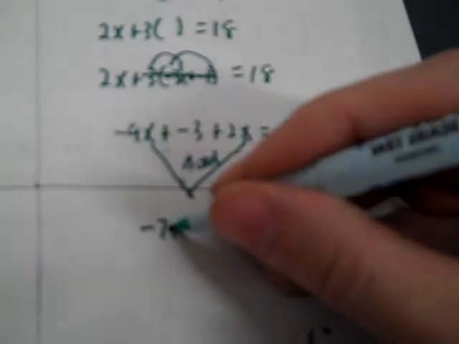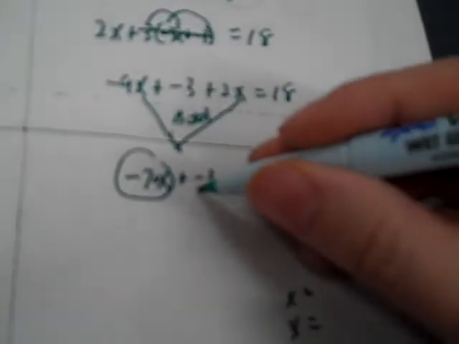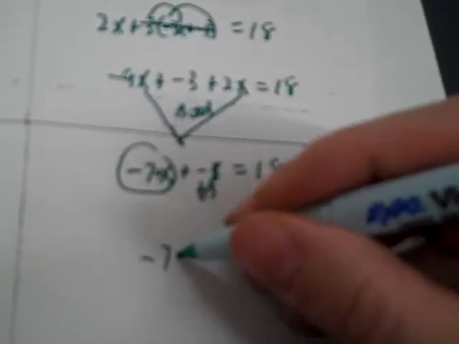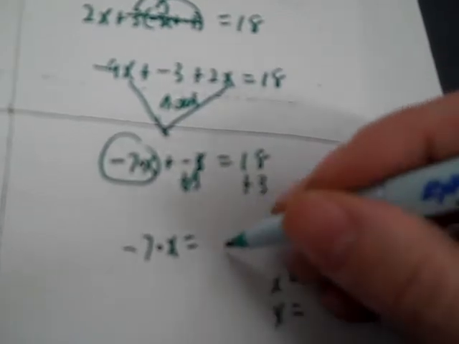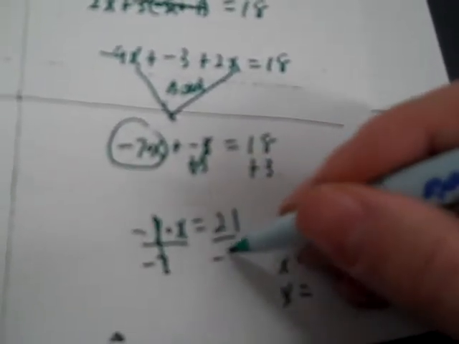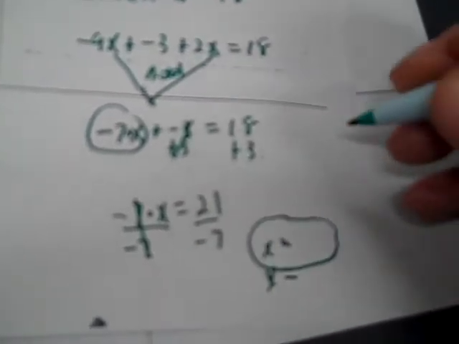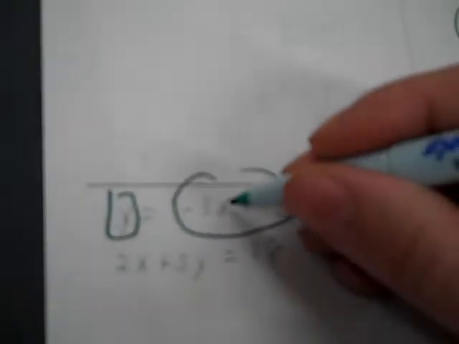Then I dot my 7x, circle it. The negative 3 means we plus 3. That's 21. And divide. X is my first answer. Okay, that's negative 3.